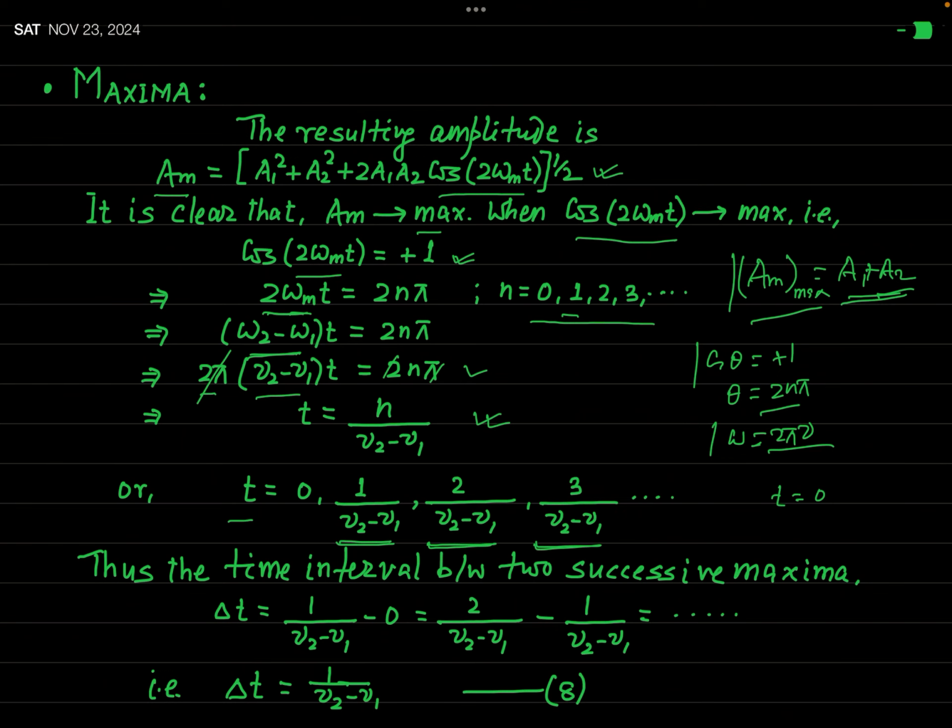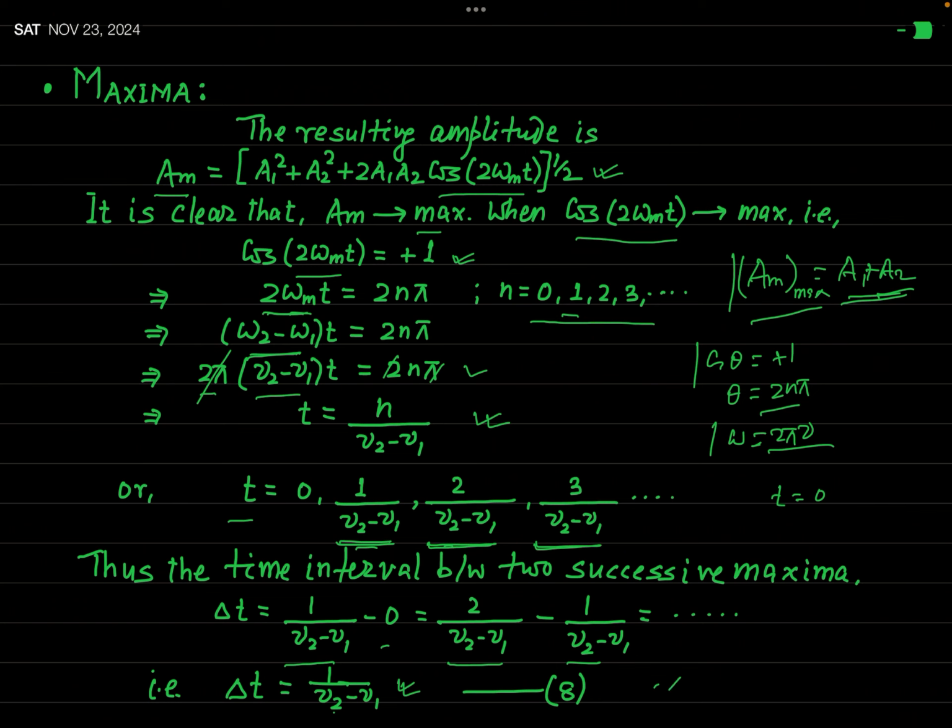So the time interval between first and second maxima will be 1 over nu2 minus nu1 minus 0, and the time interval between the second and the third maxima will be what? That will be 2 over nu2 minus nu1 minus 1 over nu2 minus nu1. But all these will be equal to 1 over nu2 minus nu1. So the time interval between two successive maxima is constant, and that is equal to 1 over nu2 minus nu1.